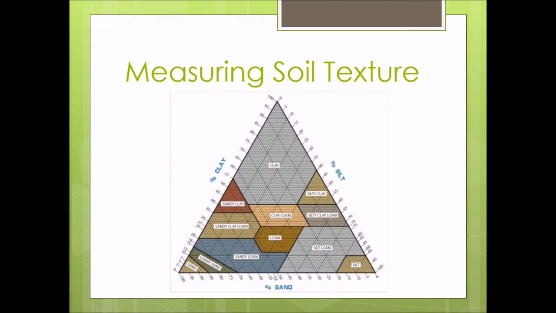A. Add the word sandy to the initial classification. Soil texture is either sandy clay loam, or sandy loam. Soil texture is complete. B. Add the word silt or silty to the initial classification. Soil texture is either silty clay loam, or silt loam. Soil texture is complete. And C. Leave the original classification. Soil texture is either clay loam, or loam.